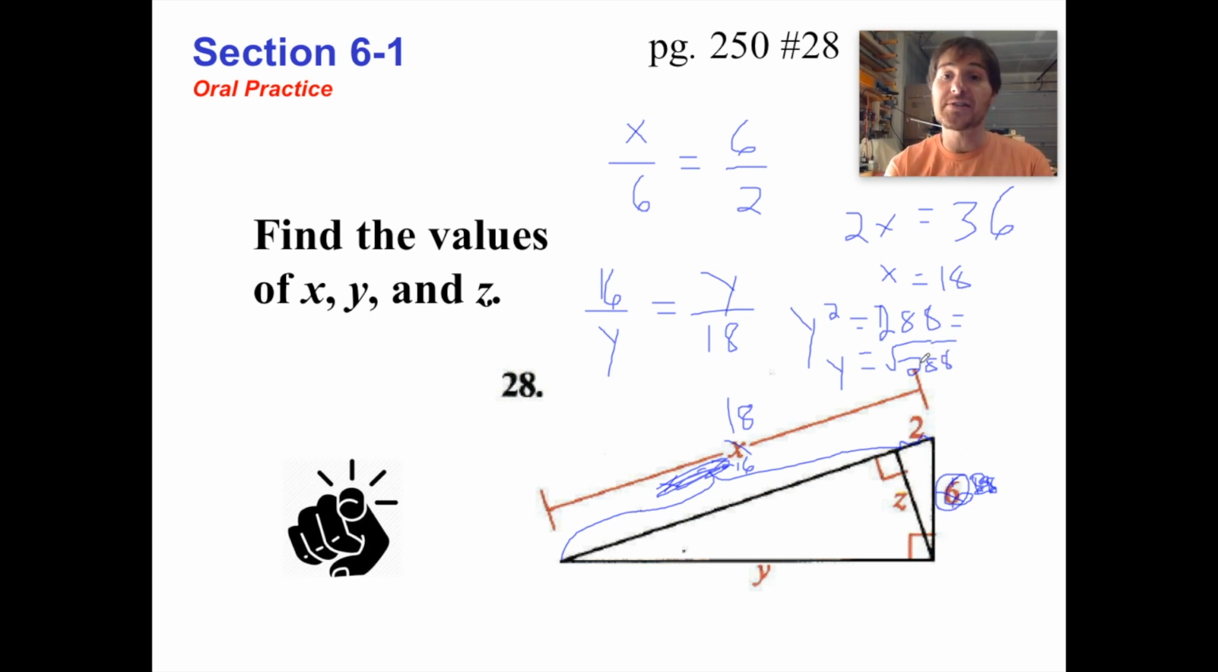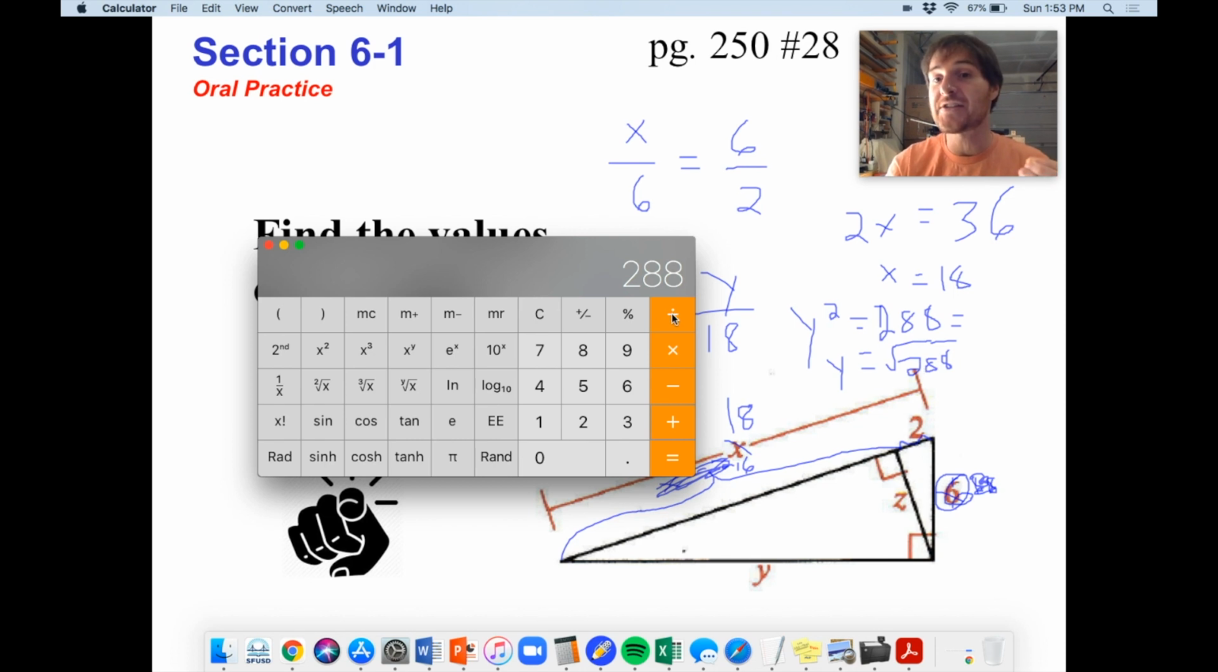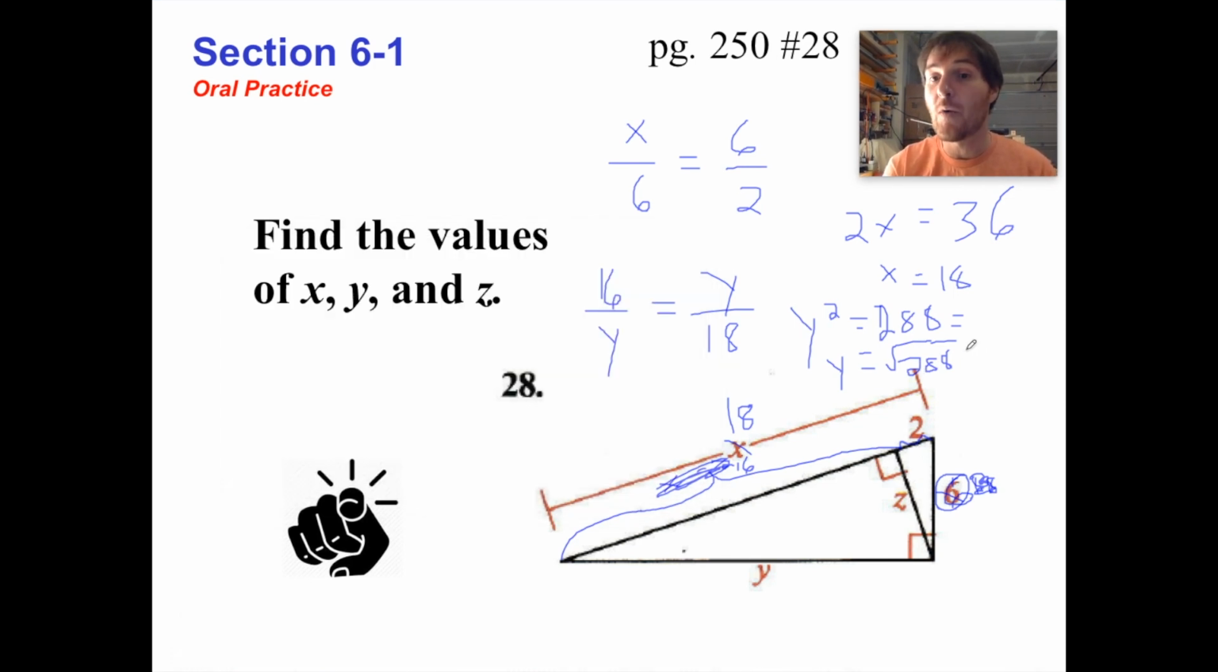And the way you do this here is, this is 288. I just happen to know if I divide 288 by 2, I get 144. Because I've studied this a lot, I know that 144 is actually a perfect square, right? 144, if I divide that by 12, I get 12.